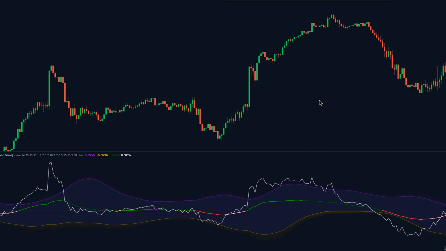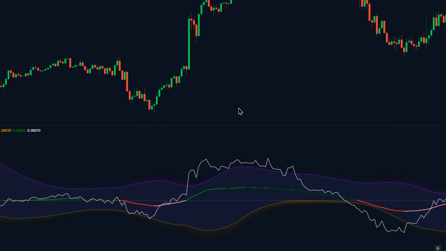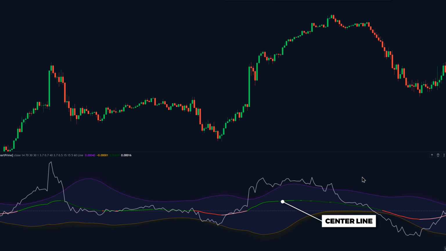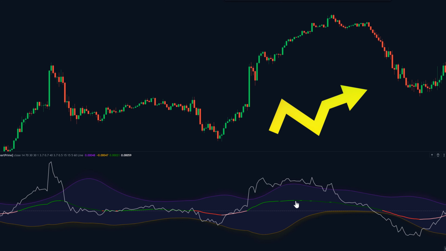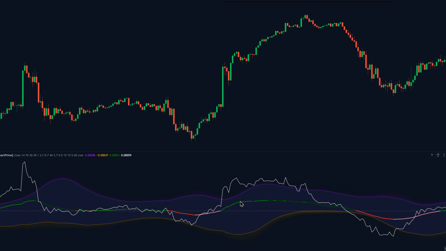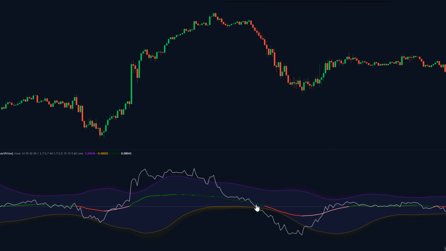Now, if we go over this indicator's components, we can see that we have this line that changes color between green and red. This is called the center line. The center line is actually different from the zero line. We have the zero line at the center, which represents the central axis point for this indicator's analysis. Whenever the center line is above the zero line, that is a bullish analysis, or basically indicates a bullish trend. Conversely, whenever the center line is below the zero line, that is a bearish analysis, or basically indicates a bearish trend.